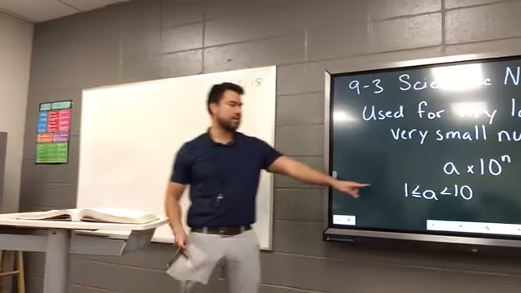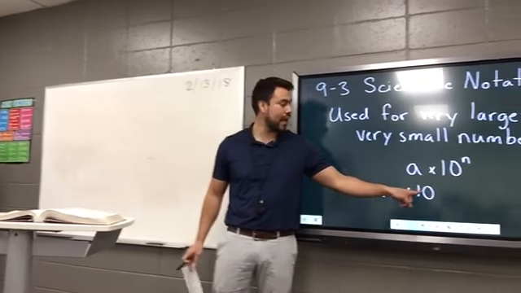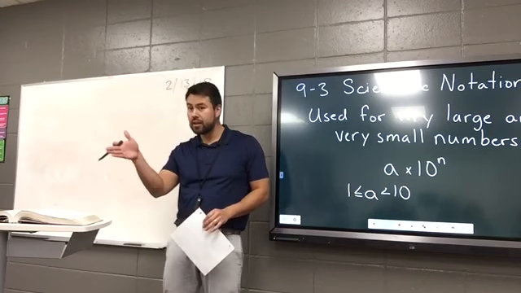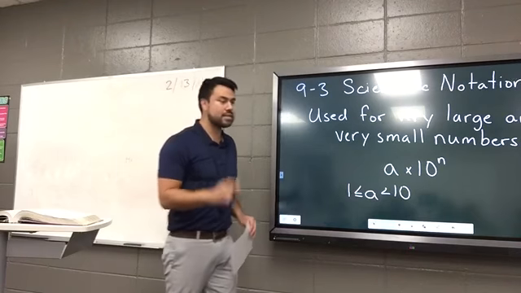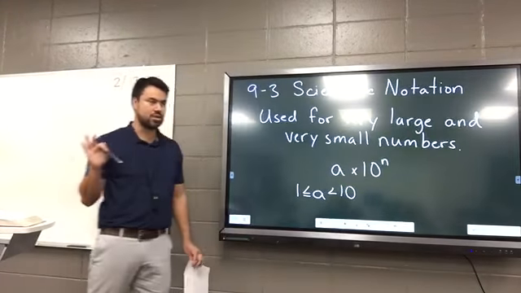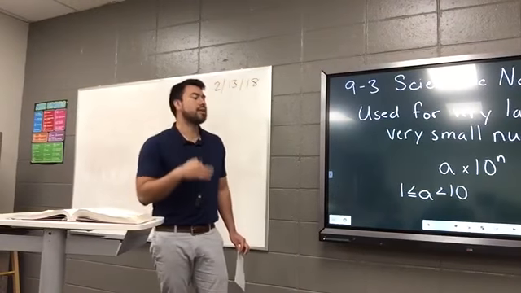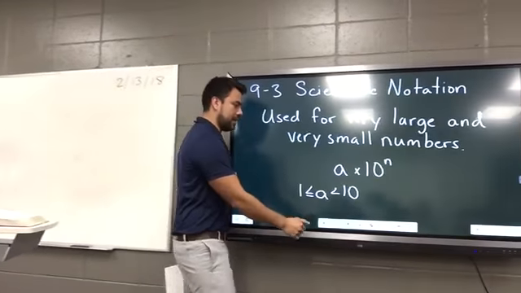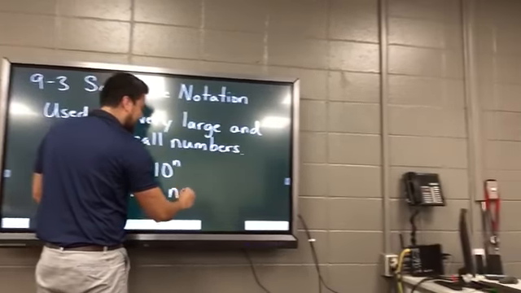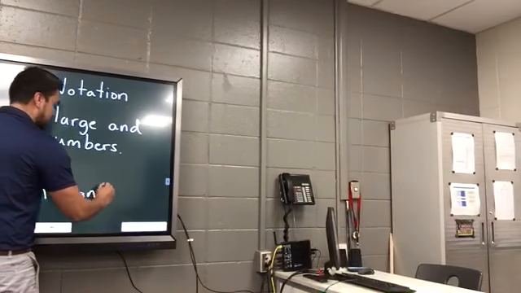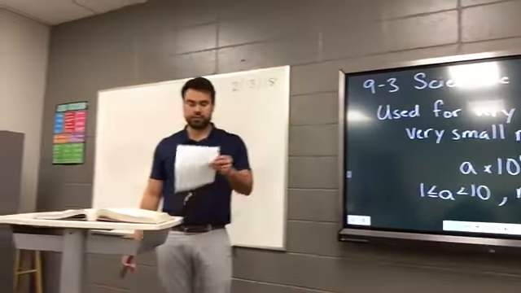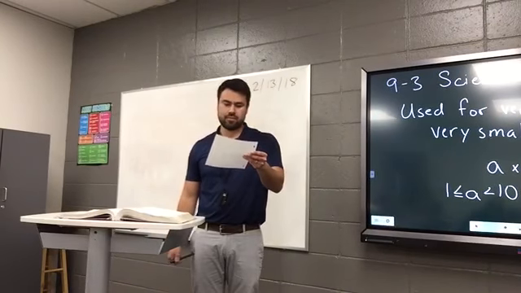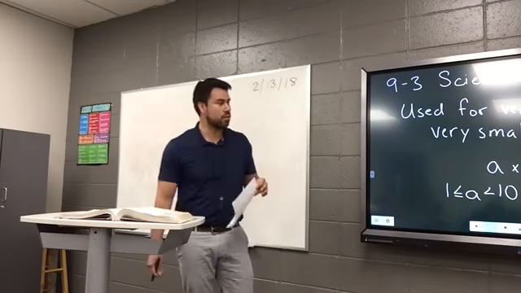So does anyone know how to understand what this number is? What does A have to be? It has to be 1 or bigger, but not bigger than 10. So basically a number between 1 and 10, not a single digit, but it can also be 1 itself because it could be equal to. And then n is an integer, so not a fractional exponent. So a positive or negative whole number, if you want to think of it that way. So that's important to know.